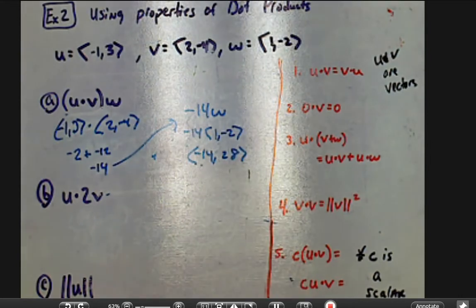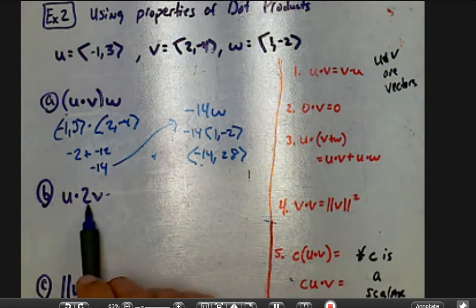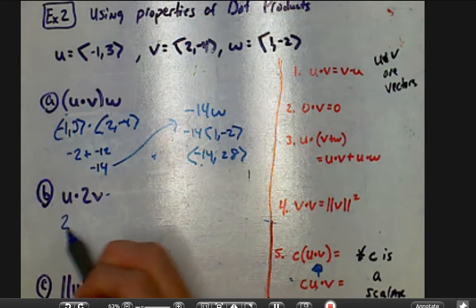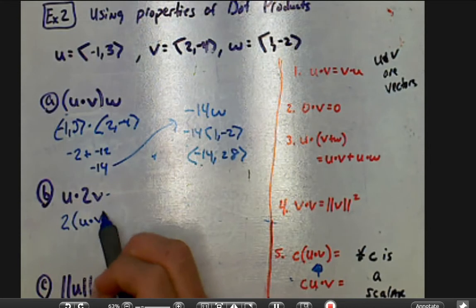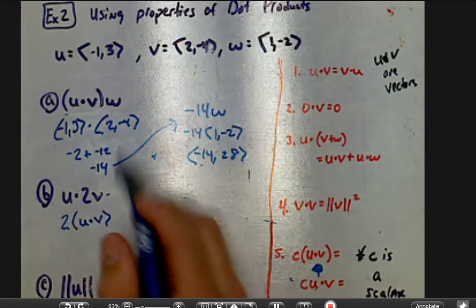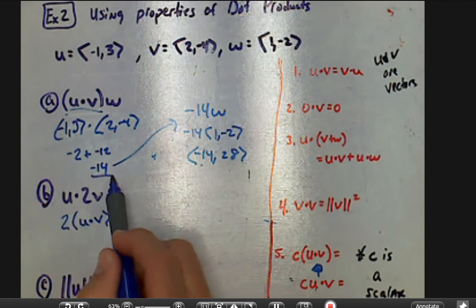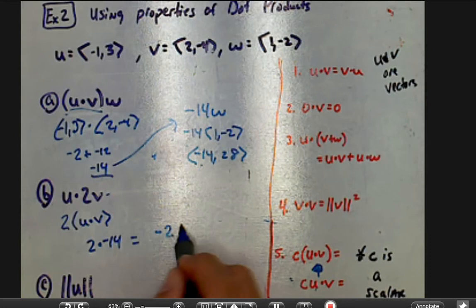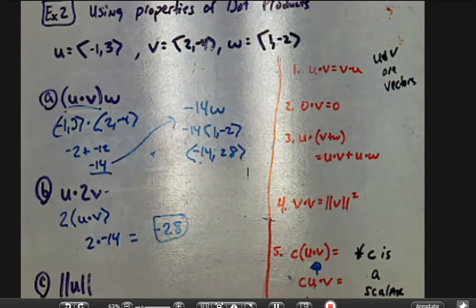So the next one would be u dot 2v. I'm going to use this idea right here, that some scalar c, which would be 2, multiplied by a vector dot another vector is the same as the scalar times the dot product of the 2 vectors. So I'm going to rewrite this to say 2 times u dot v. Well, we know from A that u dot v is -14, so it's 2 times -14. Therefore, the answer is -28, which is a scalar.